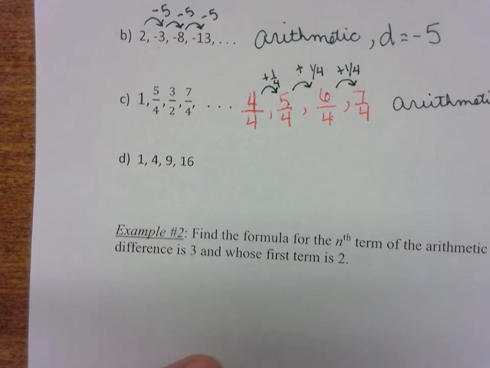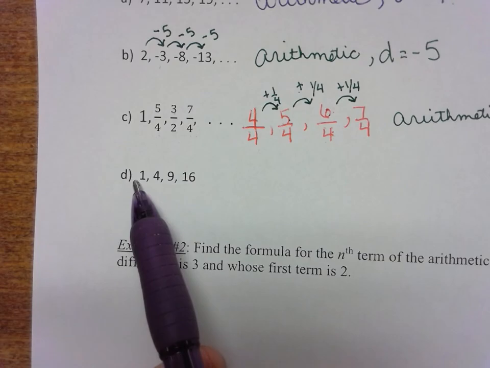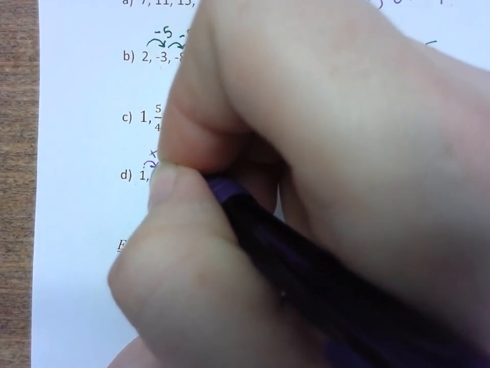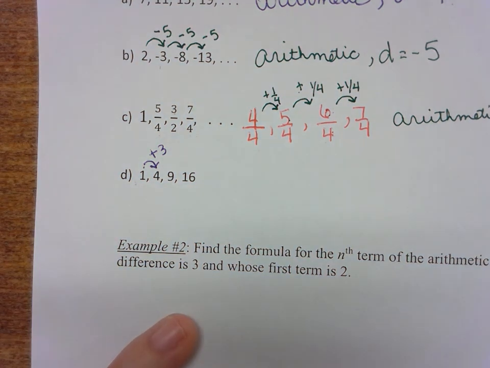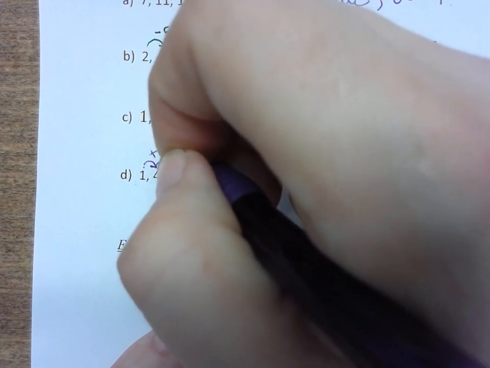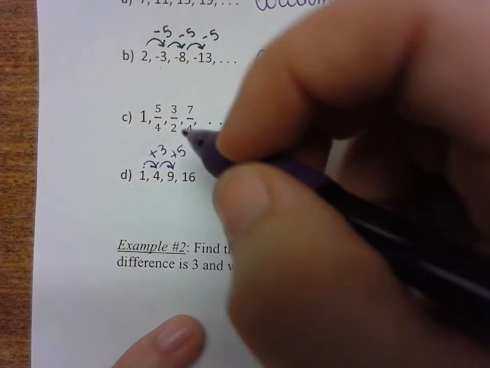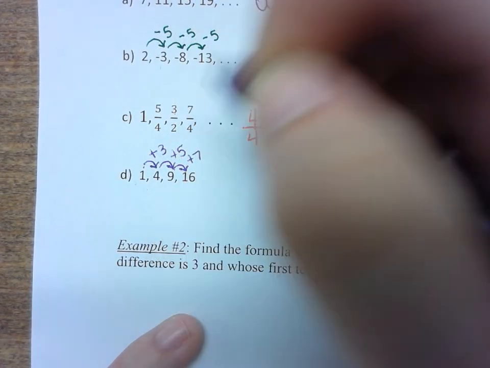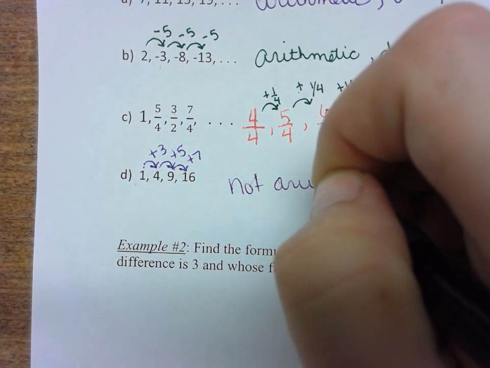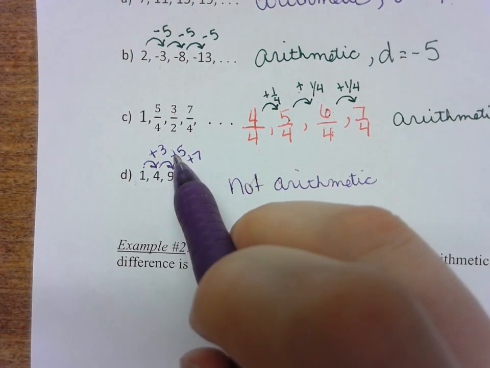All right. Next one. What would we need to add or subtract to get from 1 to 4? Well, that looks like to me +3. All right. To get from 4 to 9, that is +5. Uh-oh. Since those aren't the same numbers, I don't have to go any further. Okay. This is not arithmetic because we're not adding exactly the same number each time.